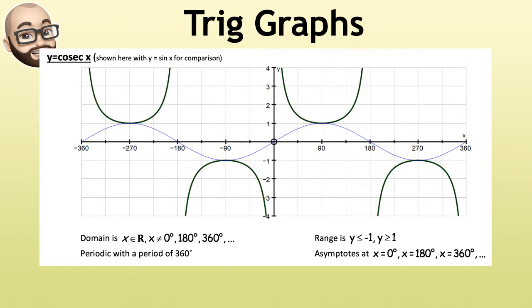The properties for this one are very similar again to the previous one. It's still going to have that period of 360. It's still going to have asymptotes, but the asymptotes will be at a slightly different number. And the range again is going to be everything that isn't between 1 and -1.